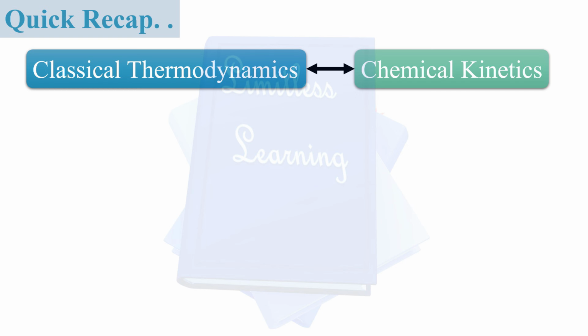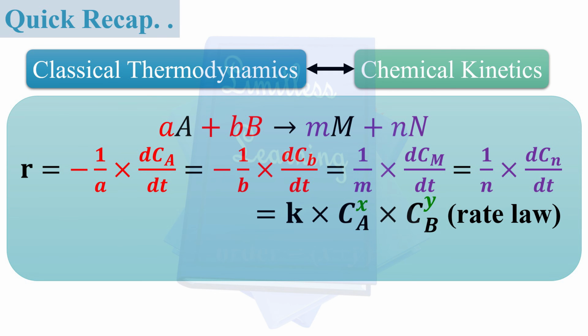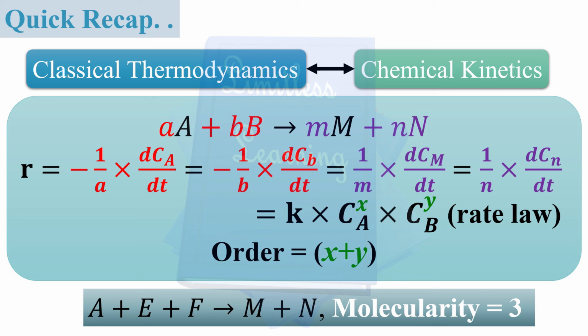Before ending the video, a quick look at what we have learned. First, we have seen that classical thermodynamics and chemical kinetics are complementary to each other to know in detail about a chemical process. Then we have learned the rate of a reaction, rate law, and order of a reaction. Finally, we have learned the molecularity of a reaction and found the difference between order and molecularity.